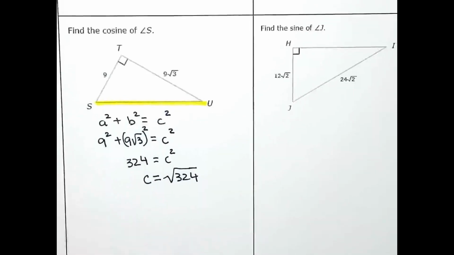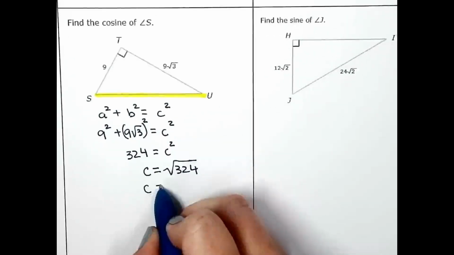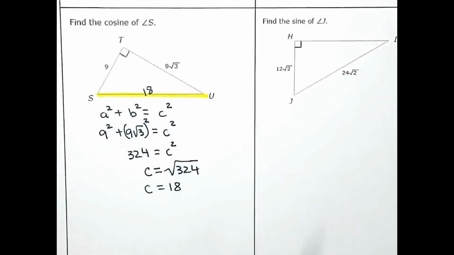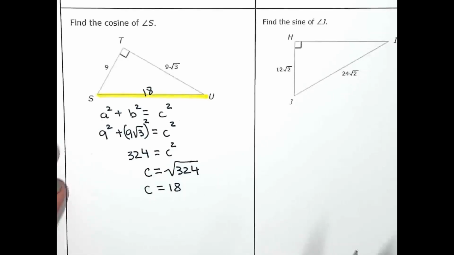And luckily, 324 is a perfect square. When you take the square root of that, you get 18. Sometimes we get lucky. Sometimes we have cute little triangles like that.